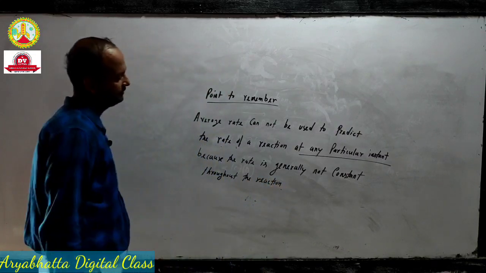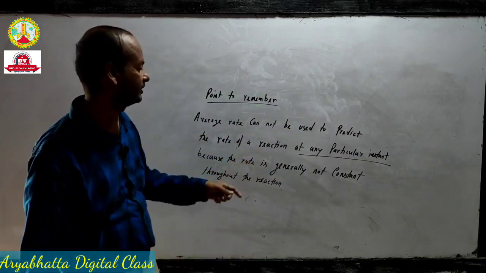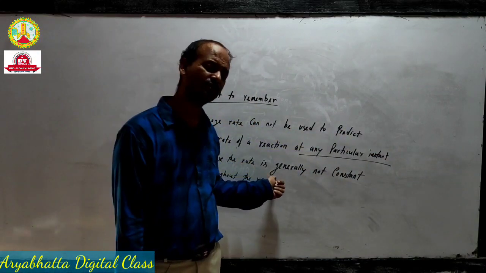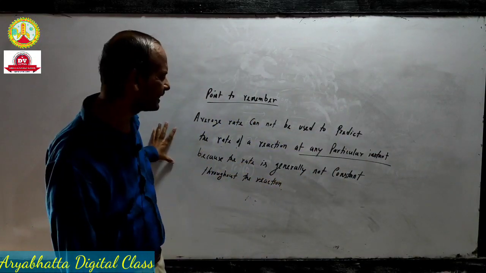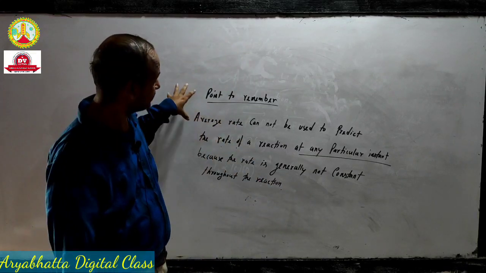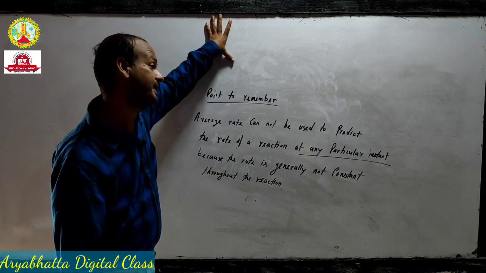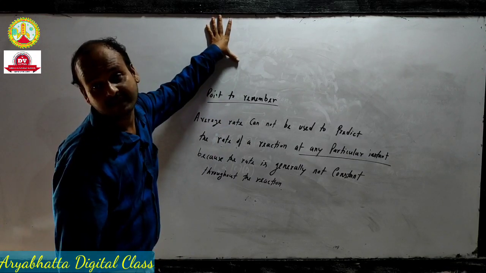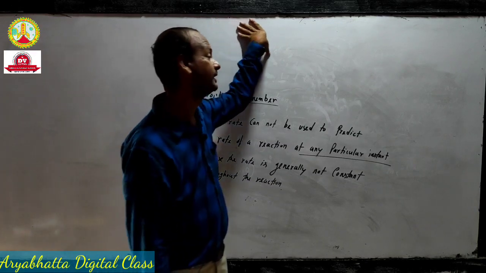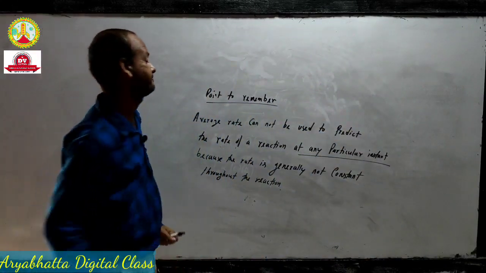Now let's see, all of you please remember this statement. Average rate cannot be used to predict the rate of a reaction at any particular instant, because generally the rate is not constant over the reaction, rate constant नहीं रहता है। Okay, now let's see, so there is a drawback of average rate. So how can you calculate the rate of reaction at any moment of time? तो इसके लिए तुमको instantaneous rate of reaction के बारे में जानना पड़ेगा। इसके लिए तुमको ये instantaneous rate of reaction सीखना पड़ेगा। Okay, now let's see, what is this?